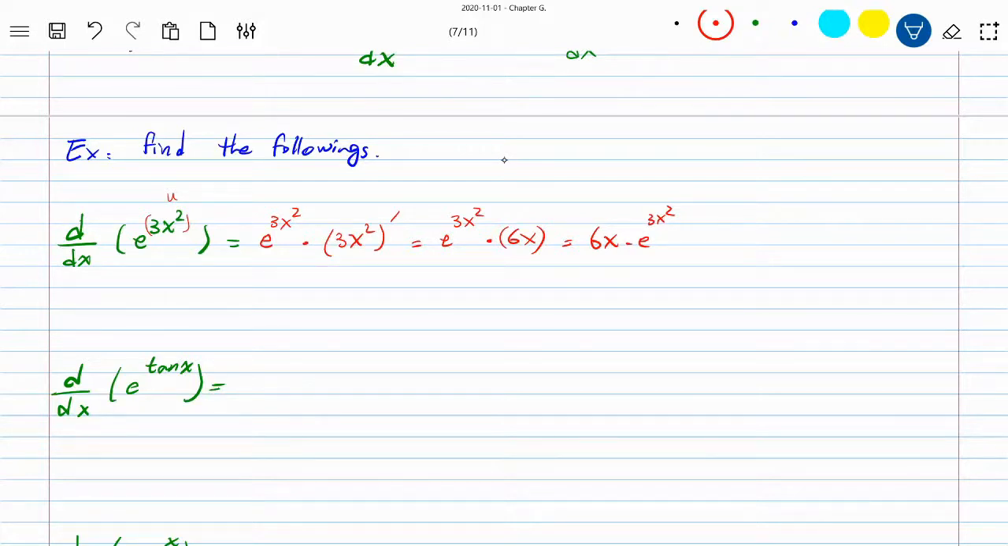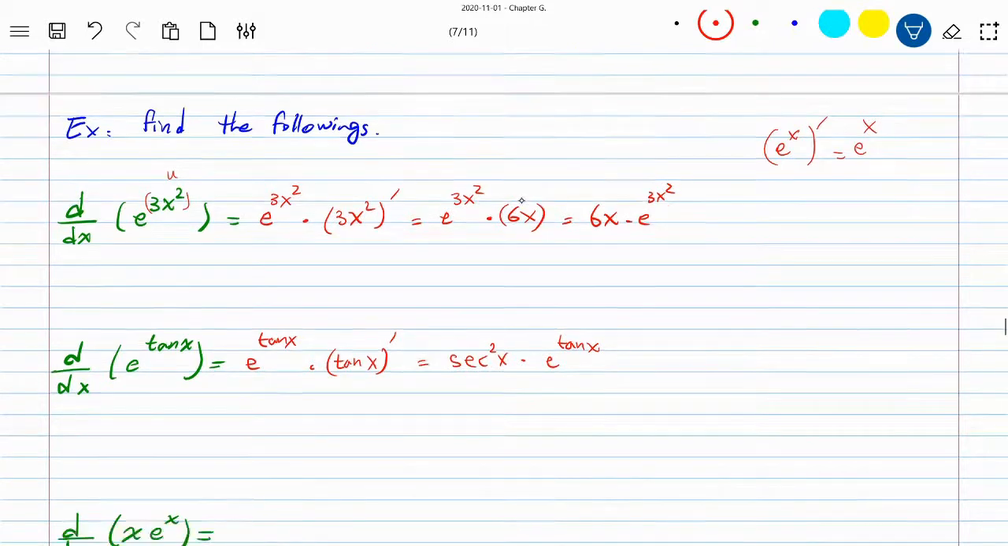How about the derivative of e to the tangent x? It would be e to the tangent x multiplied by the derivative of tangent x. And the derivative of tangent x is secant squared x, multiplied by the e to the tangent x, which is still there. Derivative of e to the x is e to the x multiplied by the exponent derivative. But what is the x derivative? It's simply 1. It's the same as saying e to the x derivative is e to the x. You can always apply the chain rule on any type of function.